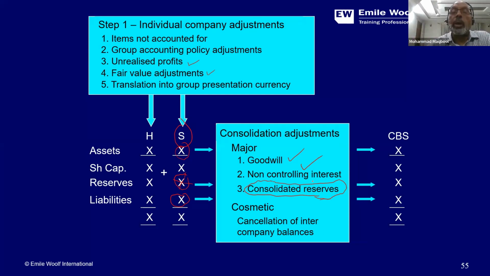Then there's a cosmetic thing like canceling the intercompany balances. One company owes the other company, so one has it in receivables, the other has it in payables. You contra them before finalizing the consolidated account. This is what we discussed in our last class. I'm going to apply this today.